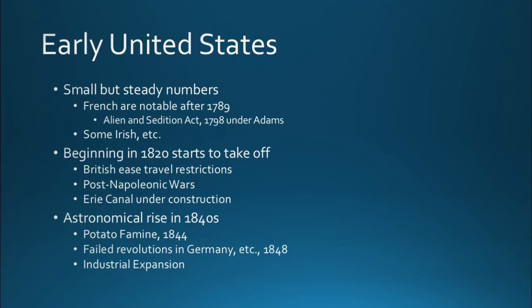They're making the Alien and Sedition Act law because there is French immigration. It tells you that there's enough of it there that they're looking around and it's making them nervous. Maybe it shouldn't have made them nervous, but it tells you that there's enough of an influence there for it to be noticeable. Okay. Beginning in 1820, immigration really starts to take off.